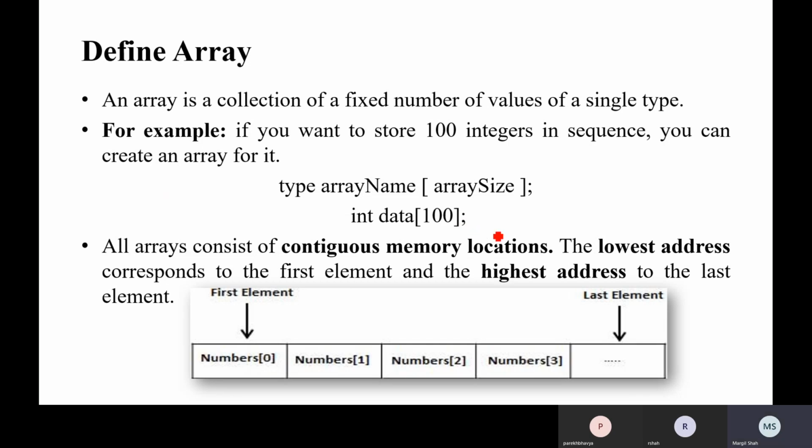And the index may start from 0 to 99. Okay, so 0 to 99, that is 100. All arrays consist of a continuous memory allocation. The lowest address corresponds to the first element and the highest address to the last element.